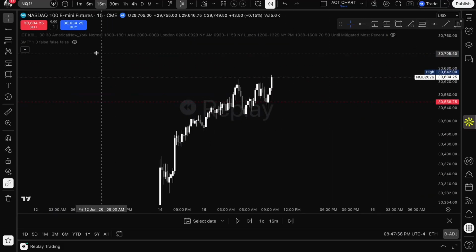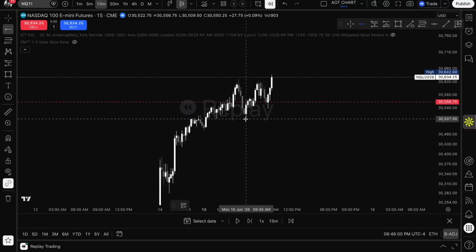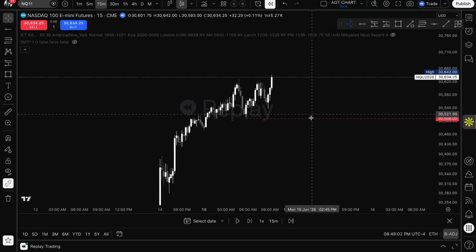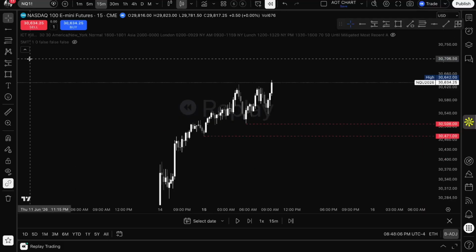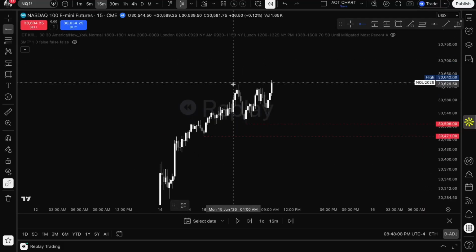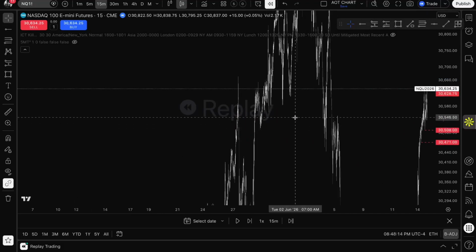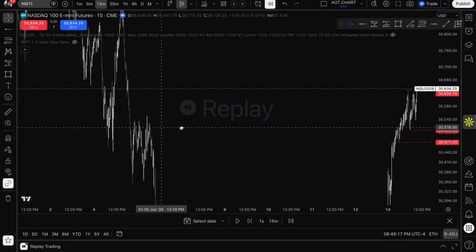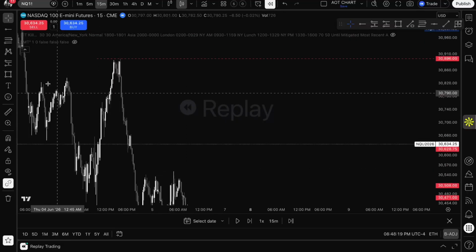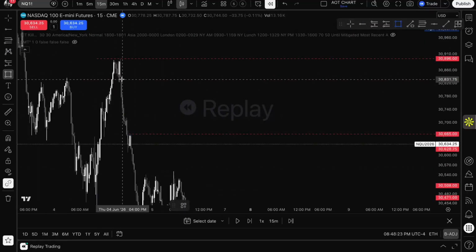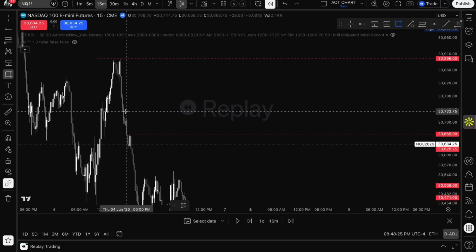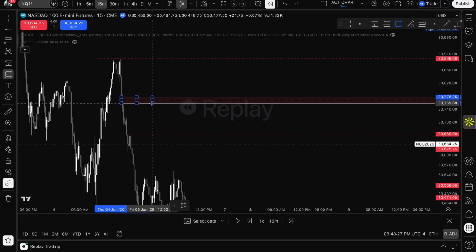I had marked up the highs and the lows that I could see price going towards. And let's see. So we had a high right here. And then I think I had marked up some fair value gaps as well.